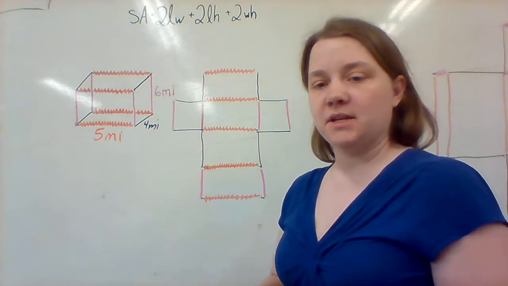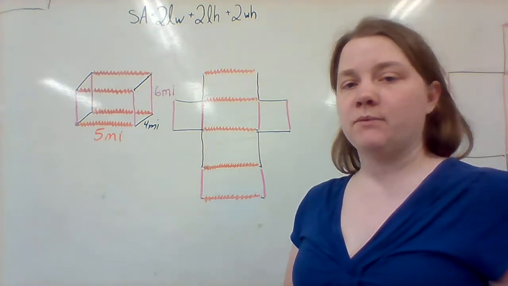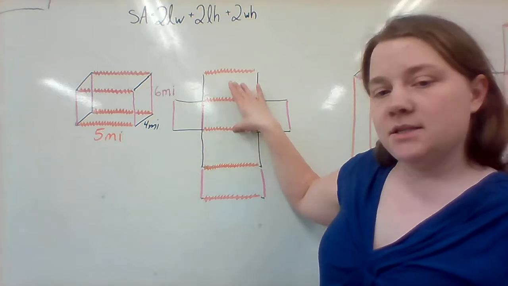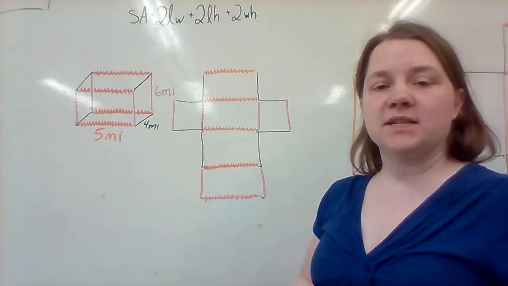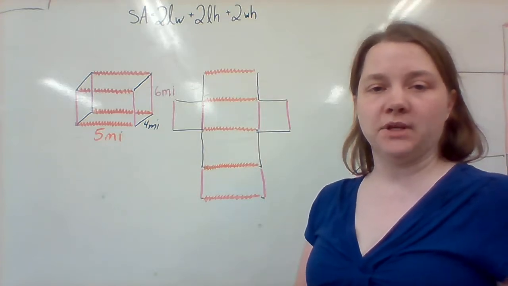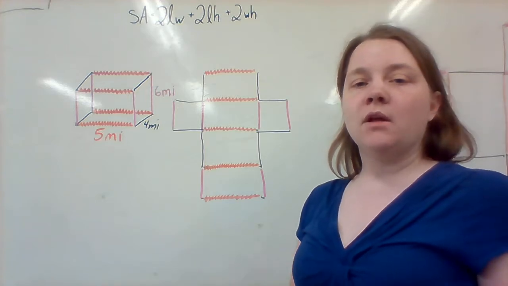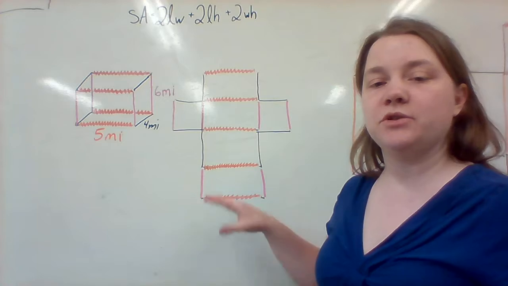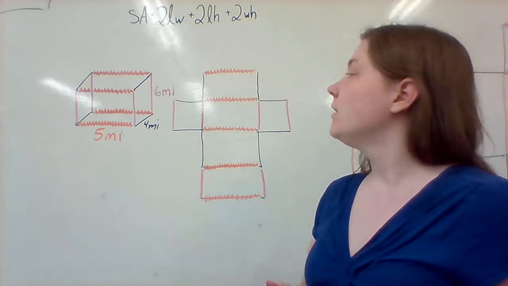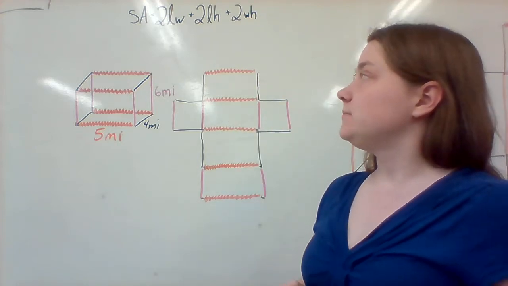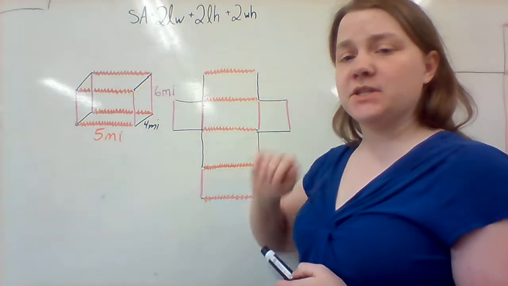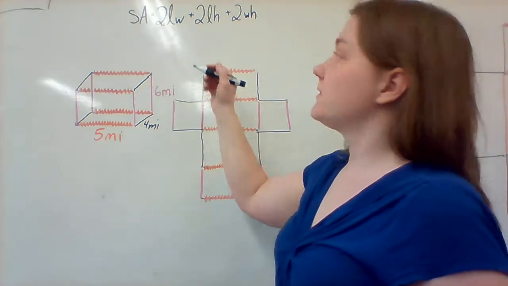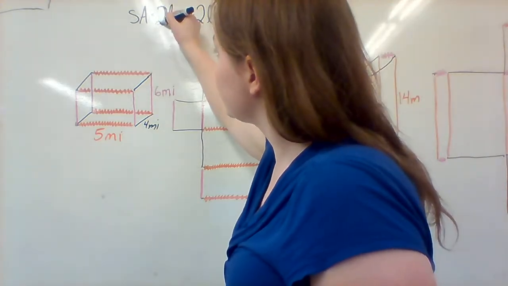This is a rectangular prism. We've worked with these before, we found the volume of these. This is a rectangular prism that has been taken apart and unfolded. Much like you unfold a cardboard box, we have unfolded this rectangular prism to show the net. So for this first example, we are going to use the formula for the surface area of a rectangular prism.